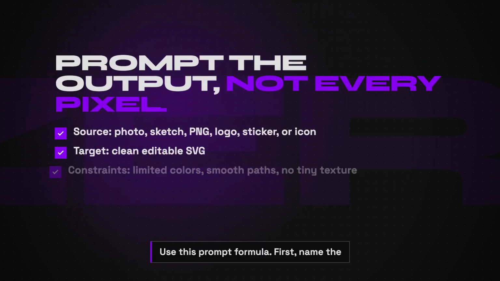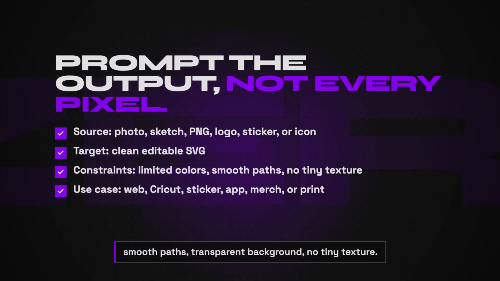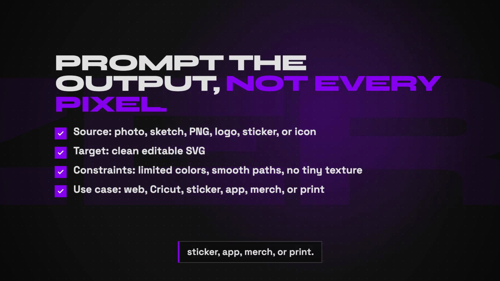Use this prompt formula. First, name the source image: photo, sketch, PNG, logo, sticker, or icon. Second, name the target: clean editable SVG. Third, add constraints: limited colors, smooth paths, transparent background, no tiny texture. Fourth, name the use case: web, Cricut, sticker, app, merch, or print.